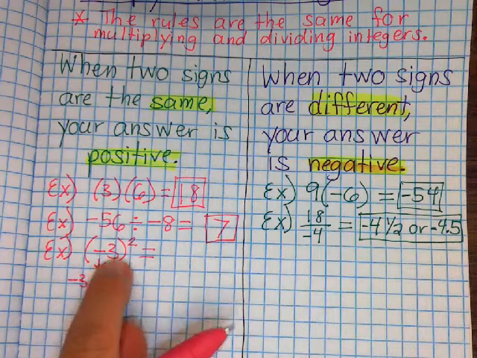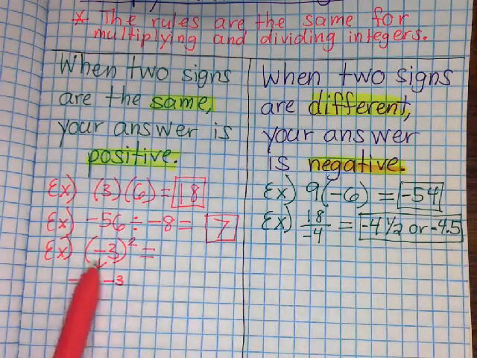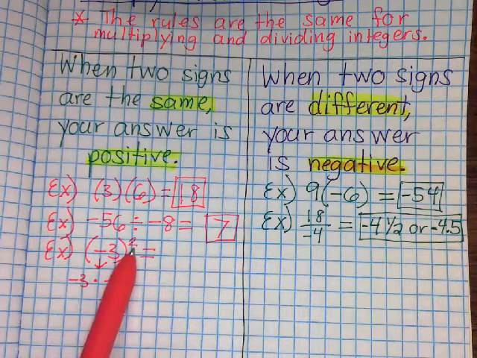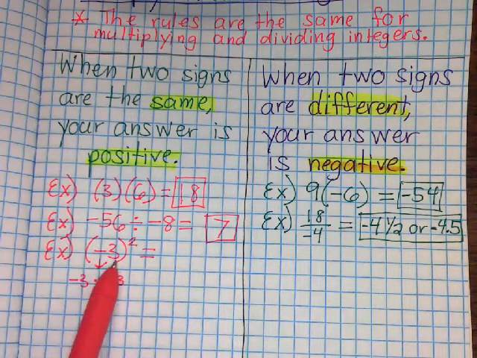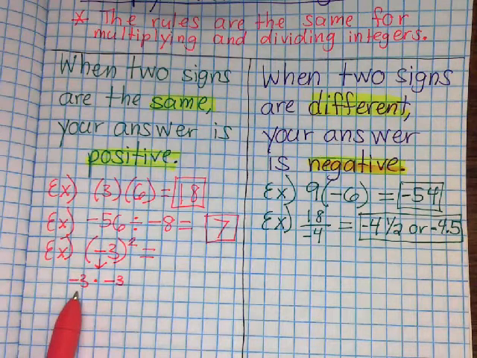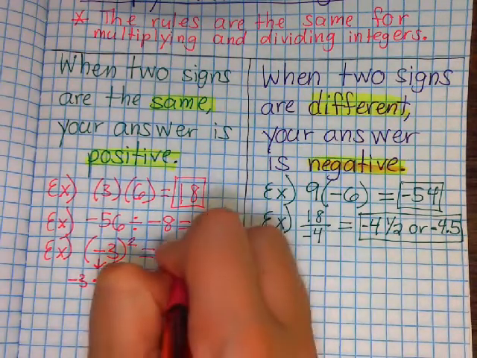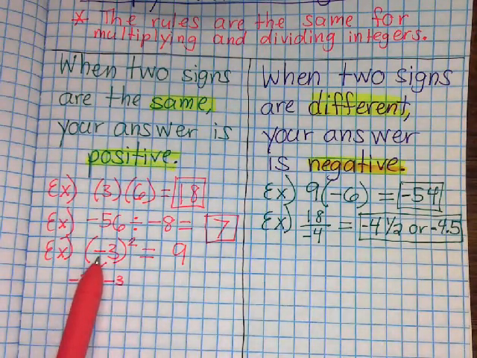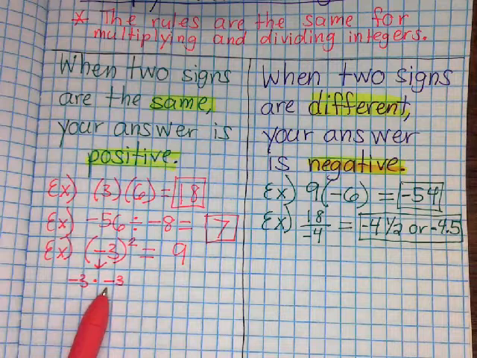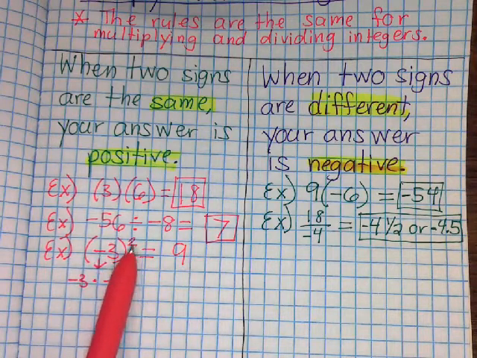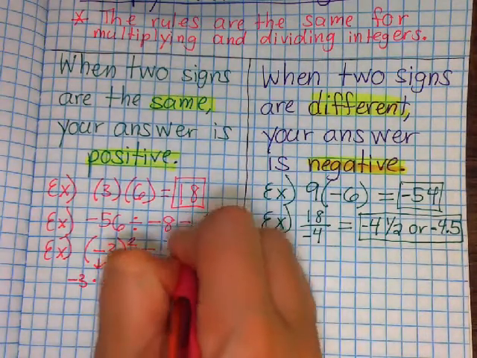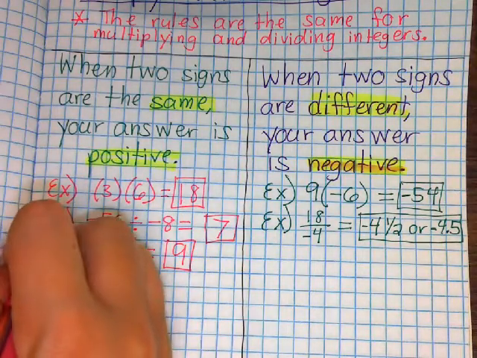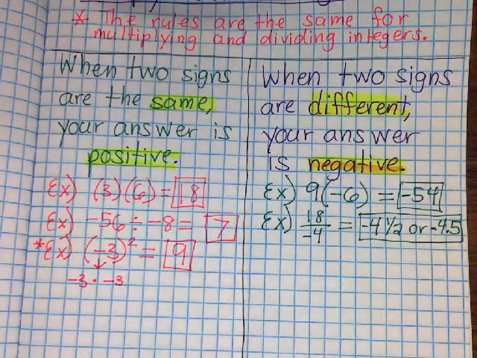Okay, and because my negative 3 is in parentheses, my exponent of 2 is attached to both the negative and the 3. That's why it's negative 3 times negative 3. Well, what's 3 times 3? 3 times 3 is 9. I have 2 negative signs, negative 3 times negative 3, so that means that my answer is a positive answer. That is an important example to remember.